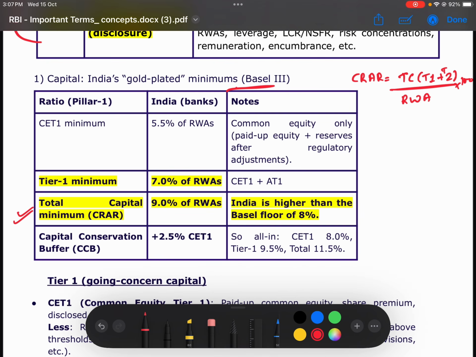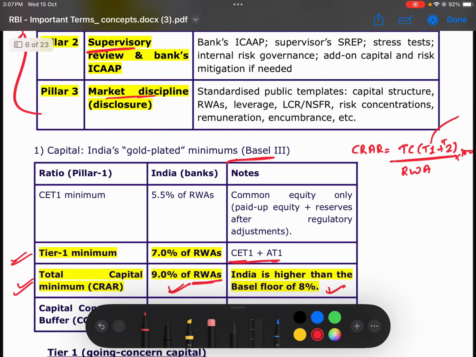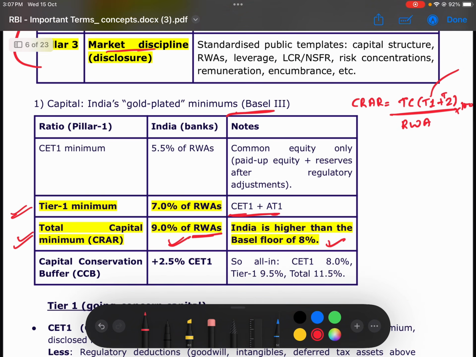But CRAR in general, for Basel 3, the limit is 8% only. But India's RBI has kept a higher limit, that is 9% of risk weighted assets. Then what is tier 1? It should be minimum 7% of risk weighted assets. Tier 1 capital is made up of 2 things. The common equity tier 1, and one is CET1.